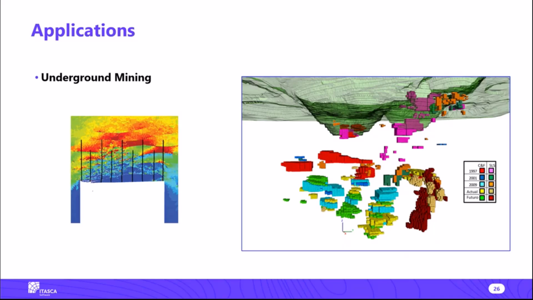Certainly a common one in our office is underground mining. The left plot is what you've seen before. In this particular study, they were looking at examining the effect of different support systems, so different lengths of bolts and different types of bolts and things like that. The right-hand plot here shows a more three-dimensional style underground mining situation, just looking at stability and so on.